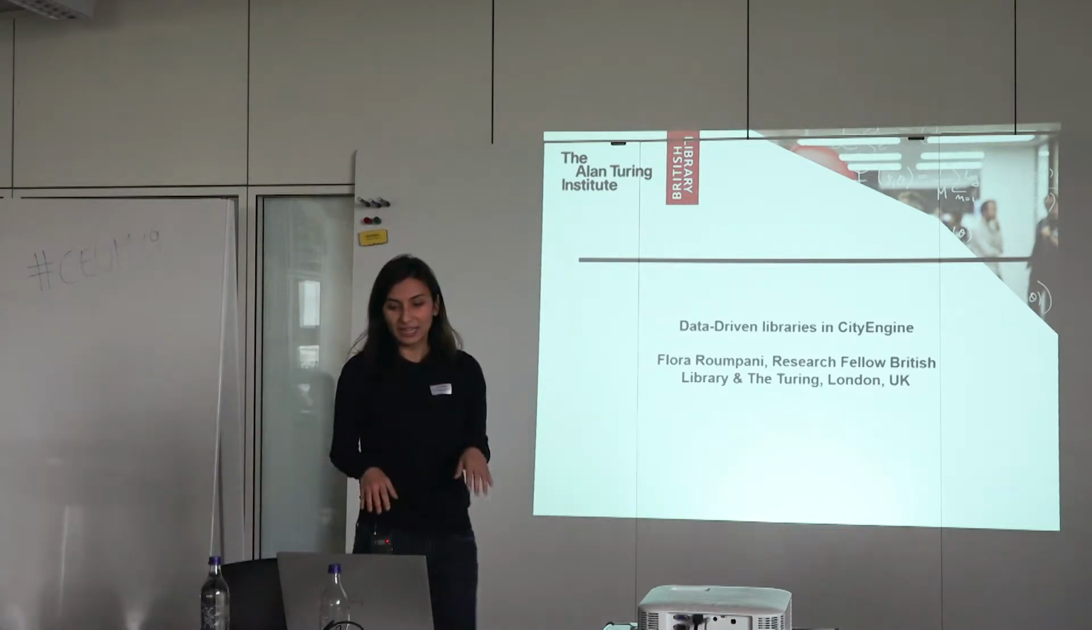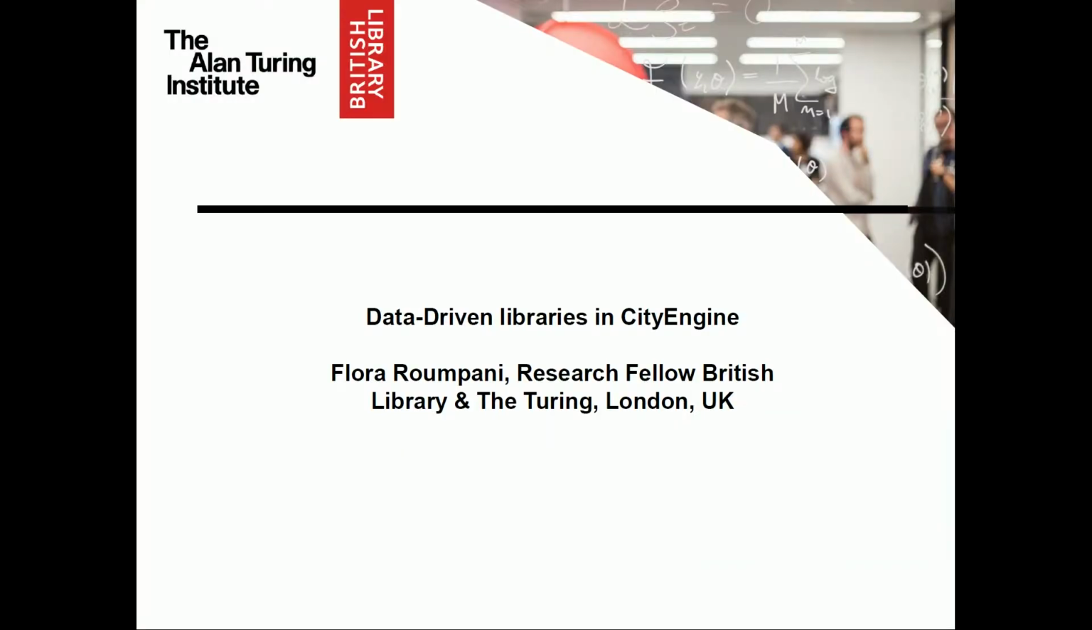So first, just to say that I'm a research fellow currently at the British Library and the Alan Turing Institute. The British Library is obviously a huge organization which has lots of collections and preserved items, millions of items, both digital and physical. The Alan Turing Institute is the National Center for Artificial Intelligence in the UK. And luckily, it's based inside the British Library, which is super convenient for me because I just work in one place.